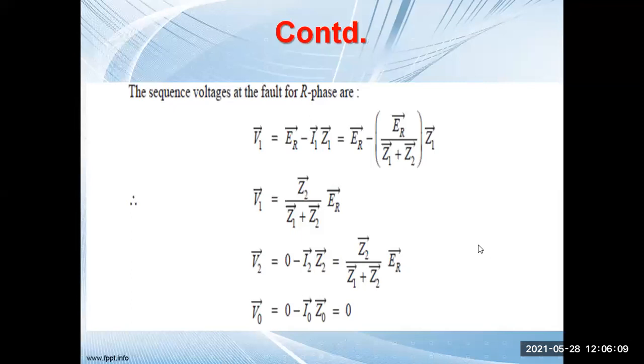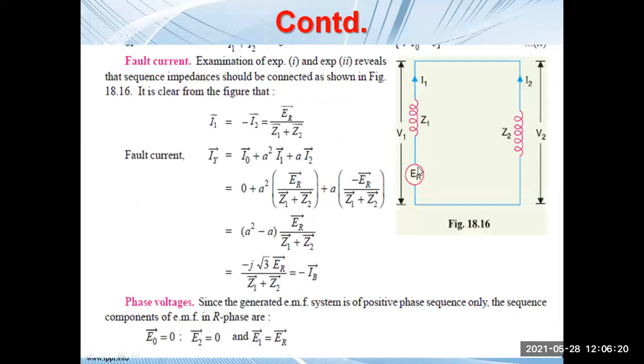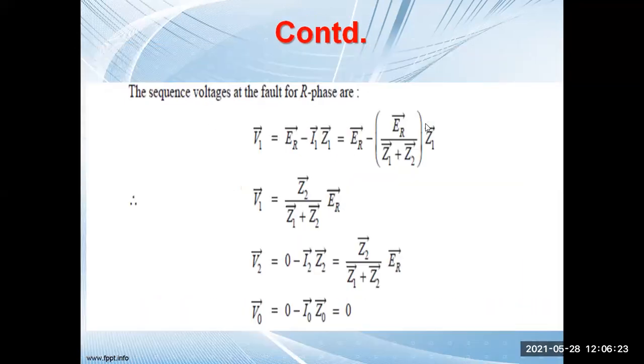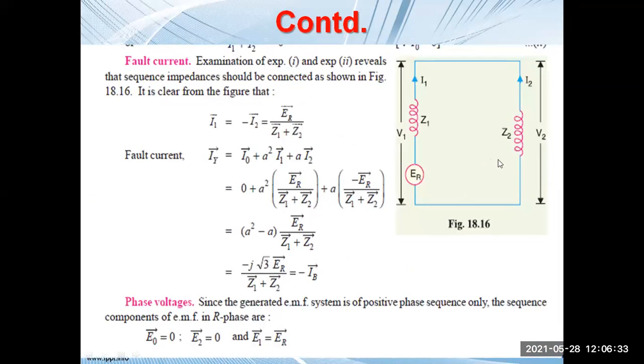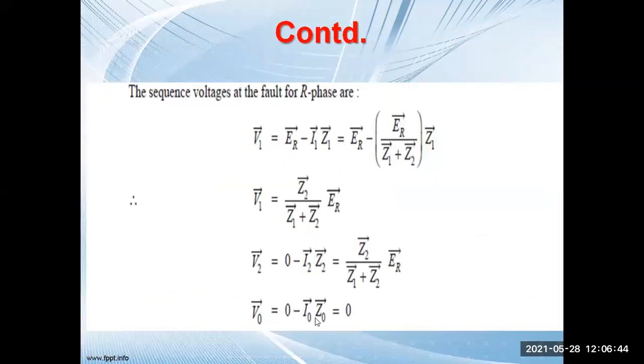So now what we are going to do, we'll first calculate V0, V1 and V2. V1 equals ER minus I1 Z1. I will draw the diagram, don't worry. I1 we have just calculated, that is ER by Z1 plus Z2. We'll simplify it and get V1. Then V2 equals 0 minus I2 Z2, the drop across this, so V2 equals minus I2 Z2. And V0 will be equal to minus I0 Z2, that is 0.